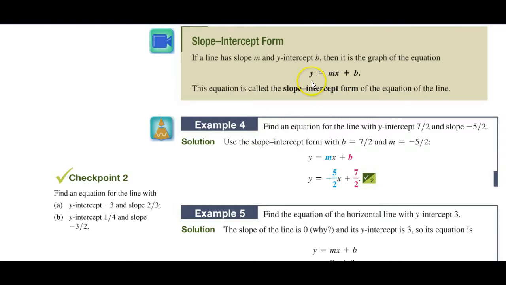Now, when it's in this form, and they're asking you to define what is the slope, well, whatever's in the m position. What is the y-intercept, whatever is in the b position. Now here they're saying find an equation for the line with this y-intercept of this and the slope. So again, you would take the slope, put it in front of the x where the m is, and put your y-intercept there. And there's the equation.